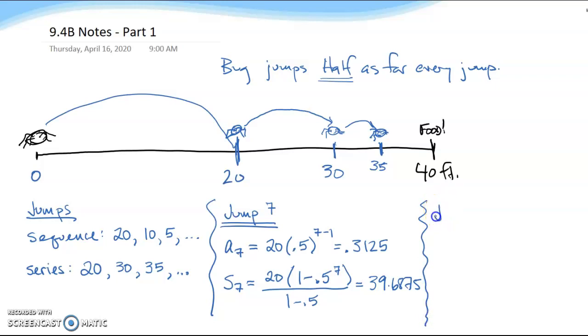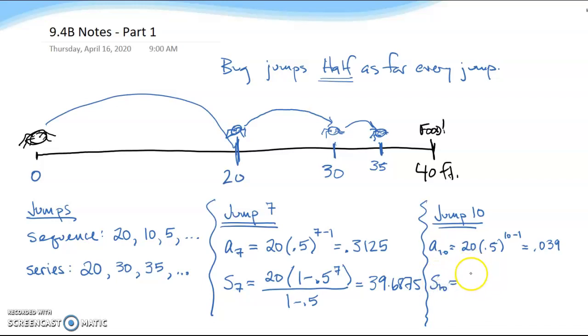What if we go to jump 10? I'm going to squeeze this in here. So now his 10th jump, all right, so he's been jumping. His 10th jump is 20 times 0.5 to the 10 minus 1. I bet that's going to be a very, very small jump. And this jump is so small, I'm going to have to round the decimal: 0.039. A really, really small jump. Well, that's okay. He's still jumping.